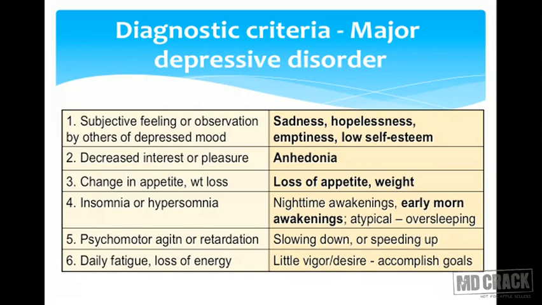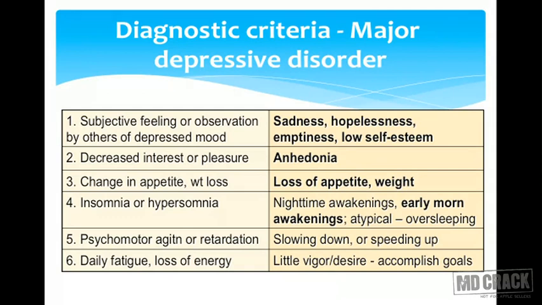Number 1, subjective feeling or observation by others of depressed mood. So there is sadness, hopelessness, feeling of emptiness, and low self-esteem, low self-confidence. The second one is decreased interest or pleasure in normally pleasurable things, which we call anhedonia. Number 3, change in appetite and weight loss, so there is loss of appetite and weight. Number 4 is insomnia, the usual one.